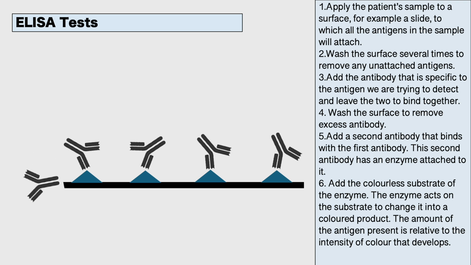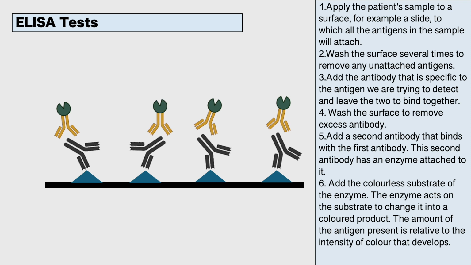Wash the surface to remove excess antibody, and add a second antibody that binds with the first antibody. This second antibody has an enzyme attached to it. Add the colourless substrate of the enzyme, and the enzyme acts on the substrate to change it into a coloured product. The amount of antigen present is relative to the intensity of the colour that develops.